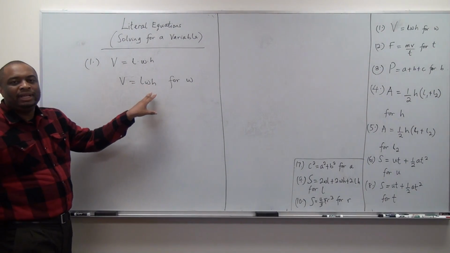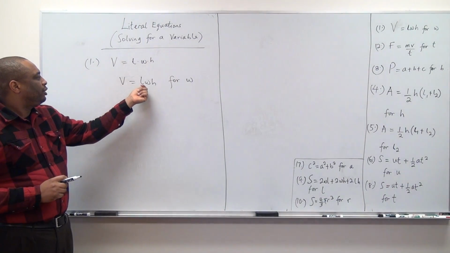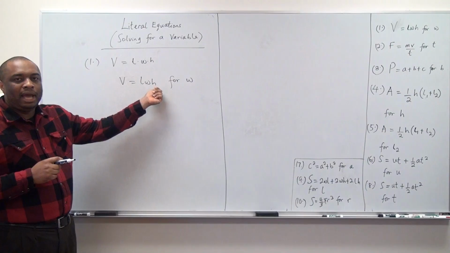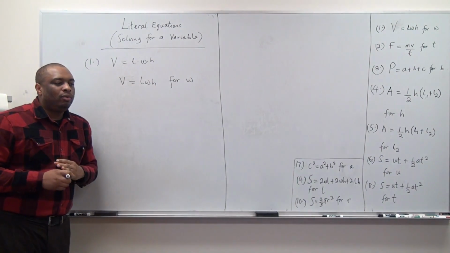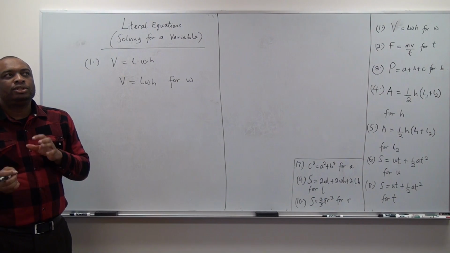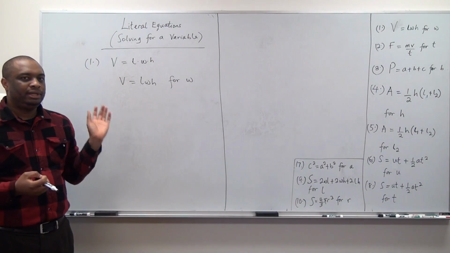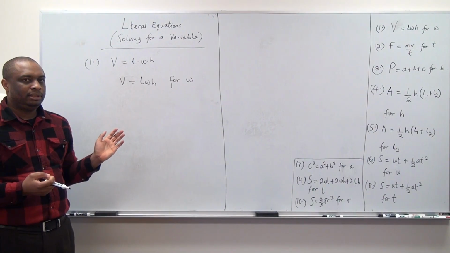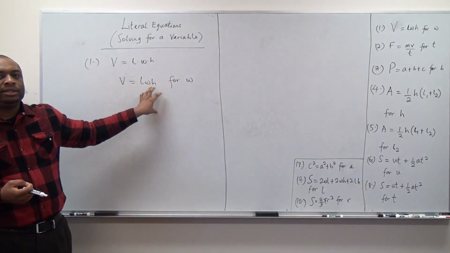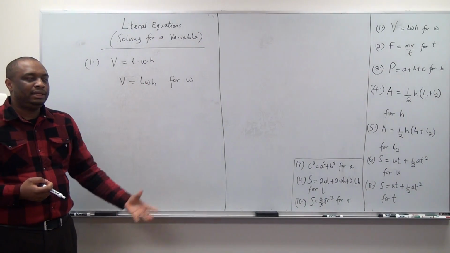So, what is on your left-hand side? That is V. What is on your right-hand side? You have the length, the width, and the height. When you are solving for a specific variable, you always want to make sure that what you are solving for is on the left-hand side. So we want to solve for W. We want to make sure that it is on the left-hand side. We don't want to leave it at the right-hand side.